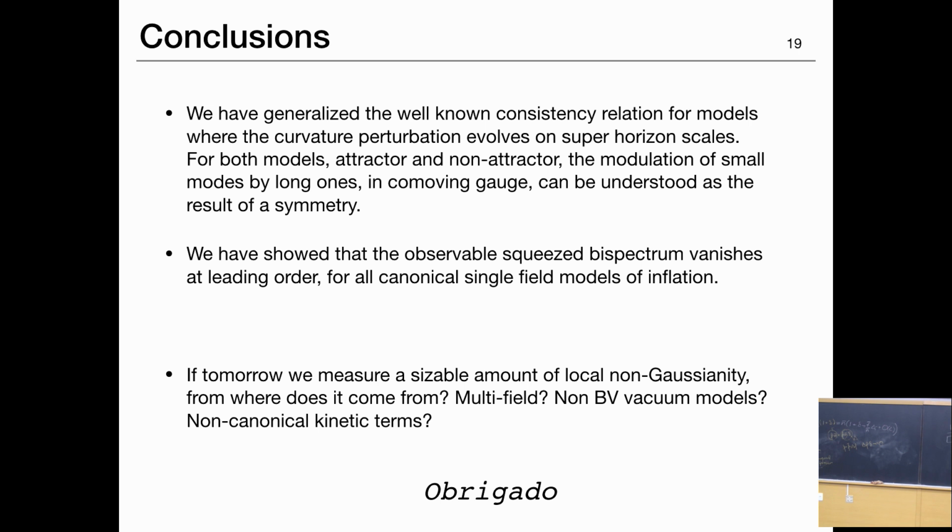Questions? Yeah, so do you know what happens in these models after reheating? Because, for example, the vanishing of the bispectrum is during inflation for a local observer, and I don't know how inflation ends in these models. So do you have any idea? No, the relation is valid only during inflation.